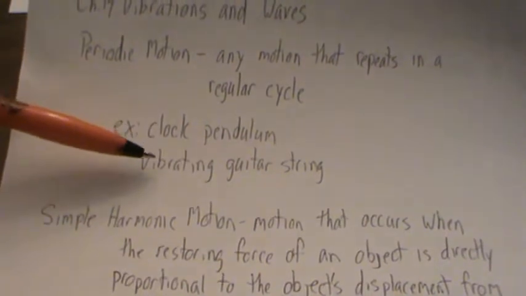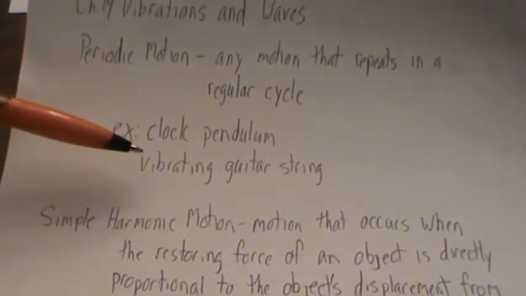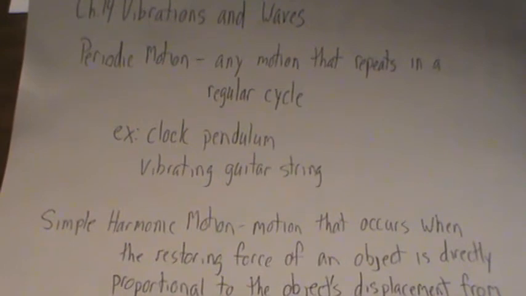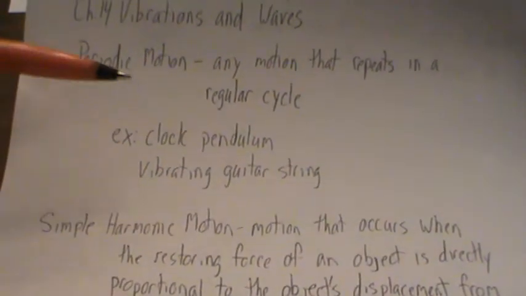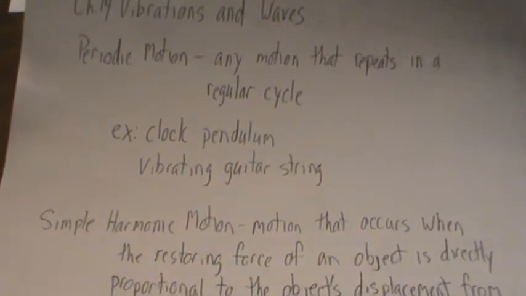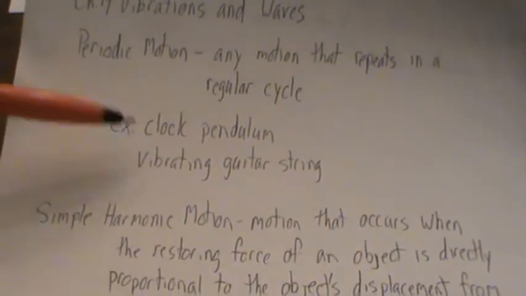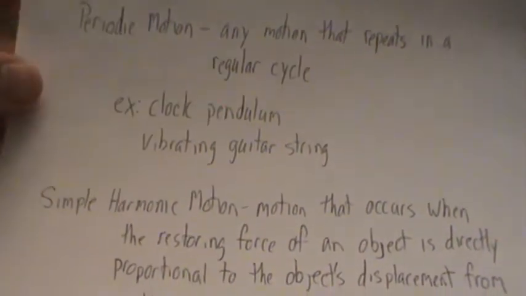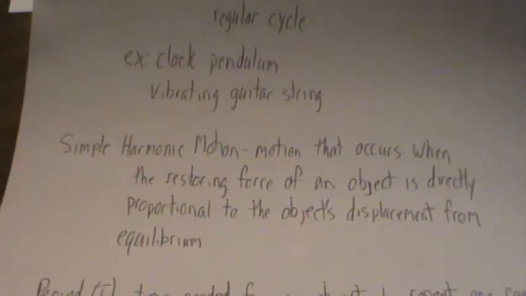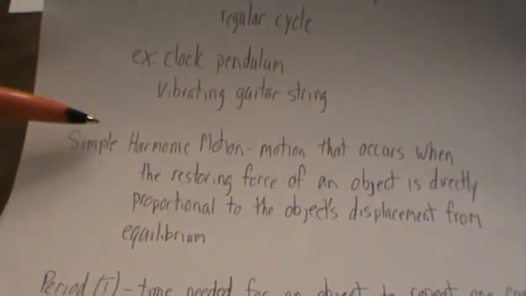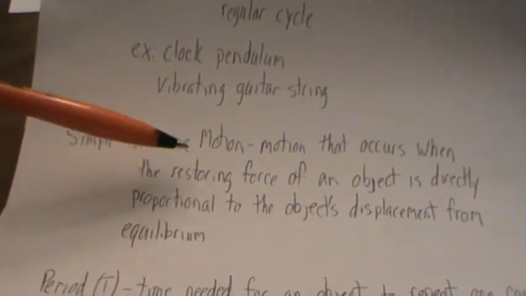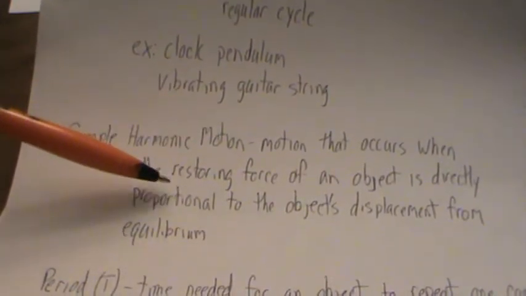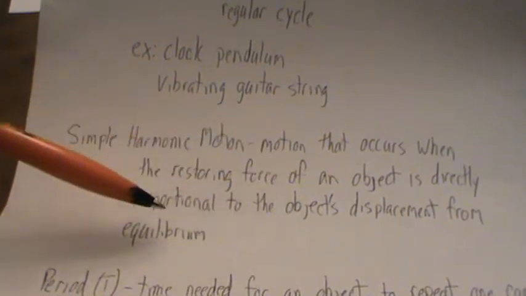Another periodic motion is a vibrating guitar string, or anything that goes up, bounces back and forth. Strings vibrate up and down usually. Springs would also be this periodic motion. With periodic motion, we have what's called simple harmonic motion: motion that occurs when the restoring force of an object is directly proportional to the object's displacement from equilibrium.